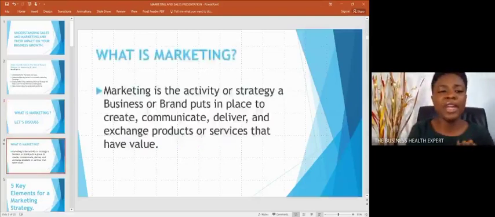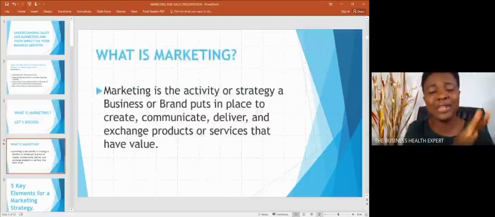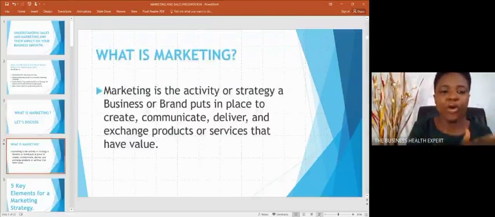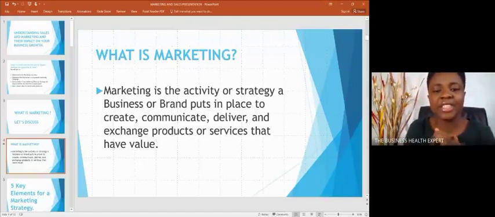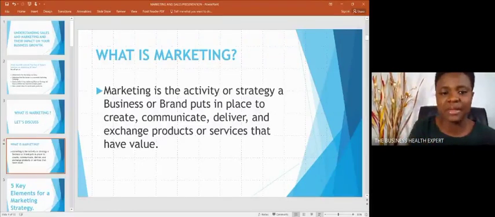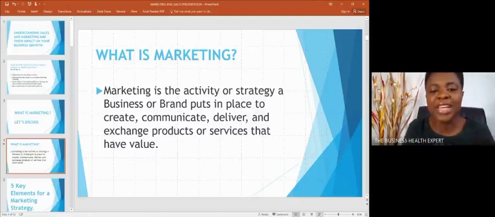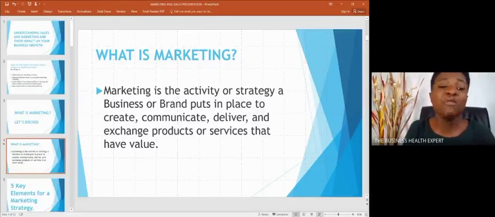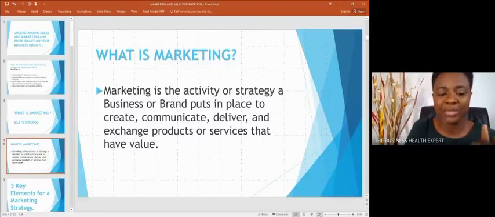So generally, marketing is any activity or strategy you put in place for your business or brand in communicating, delivering, and exchanging products that have value. I repeat, marketing is the activity or strategy a business or a brand puts in place to create, communicate, deliver, and exchange products or services that have value. Of course, you don't want to put out something people will not find valuable. It's going to be a waste of money, a waste of effort. So that's why the emphasis on exchanging products and services that have value is important in any marketing endeavor.